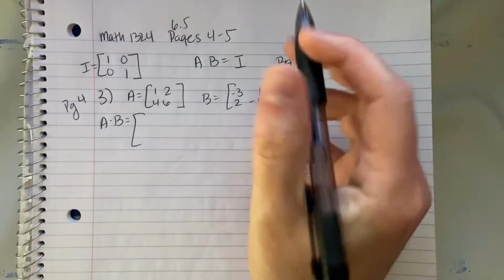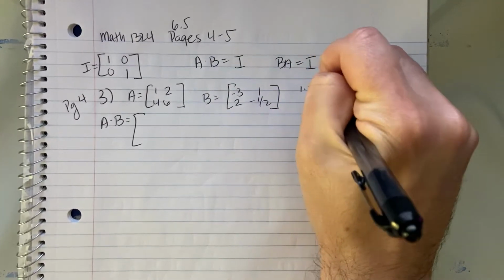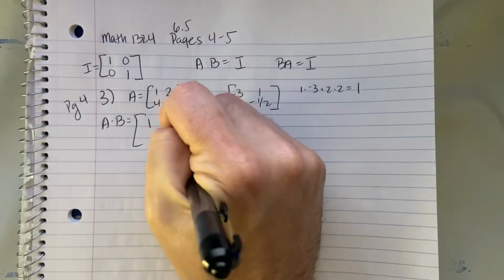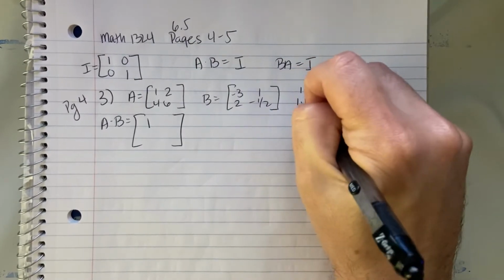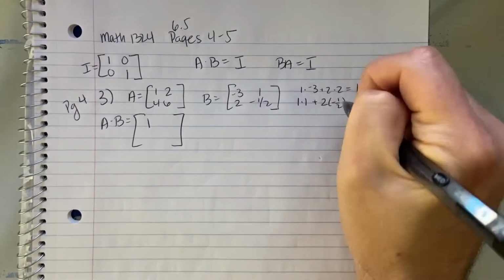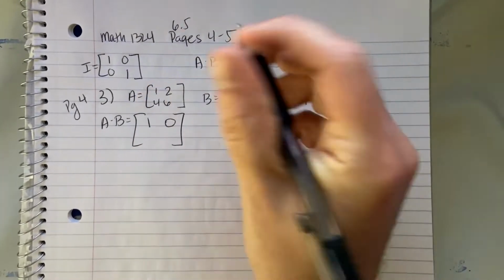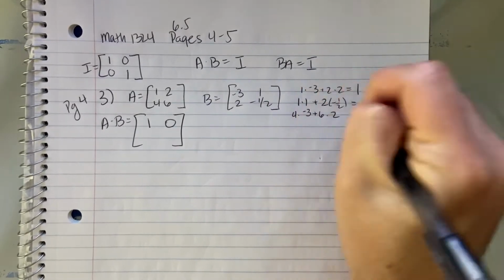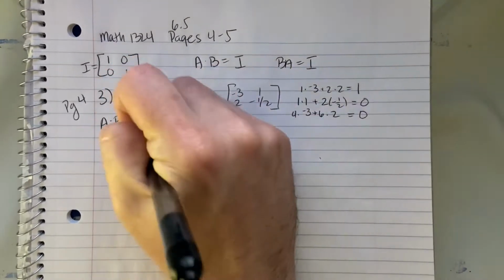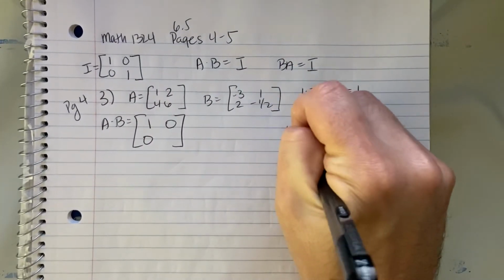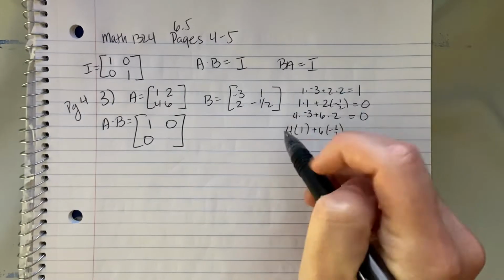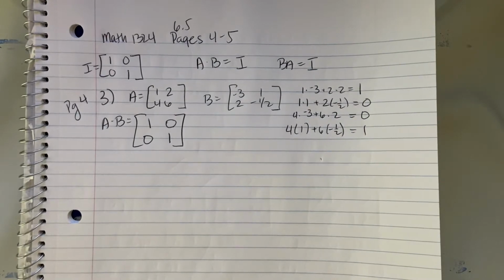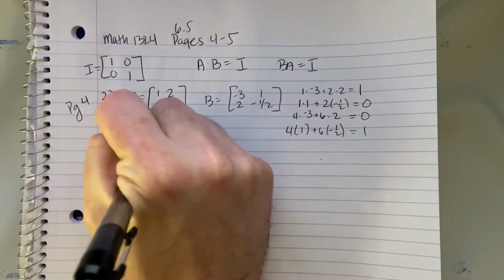1 times -3 plus 2 times 2 equals 1. 1 times 1 plus 2 times -1/2. This is 1 plus -1, which is 0. 4 times -3 plus 6 times 2. That's -12 plus 12, which is 0. And 4 times 1 plus 6 times -1/2. That's 4 plus -3, which is 1. So that confirms A times B is the identity, but I need to also do B times A just to make sure.